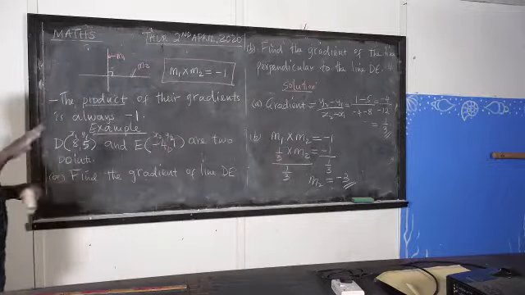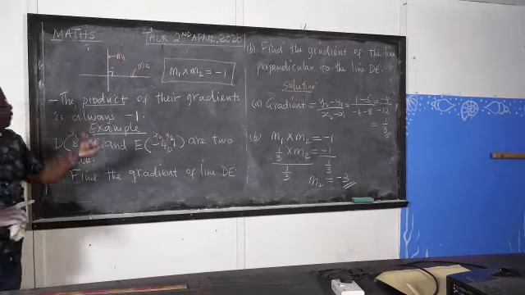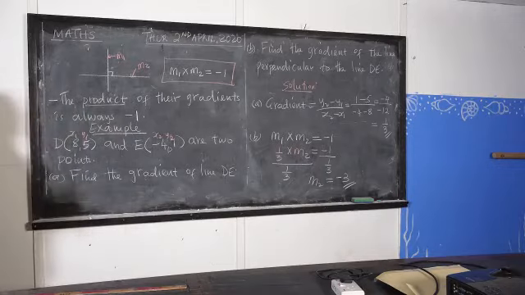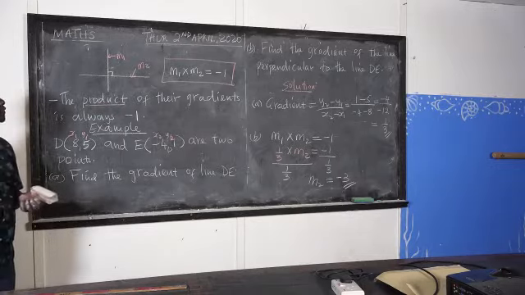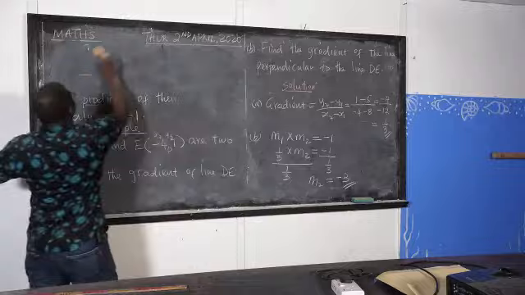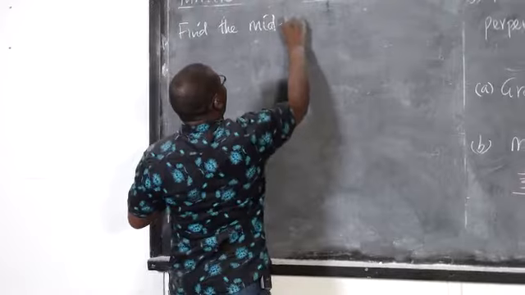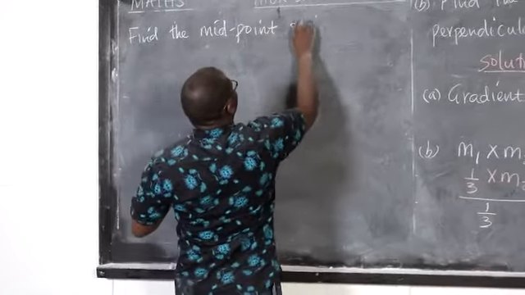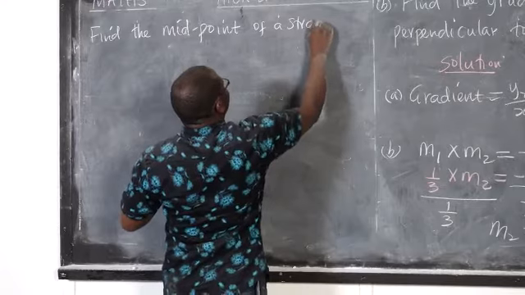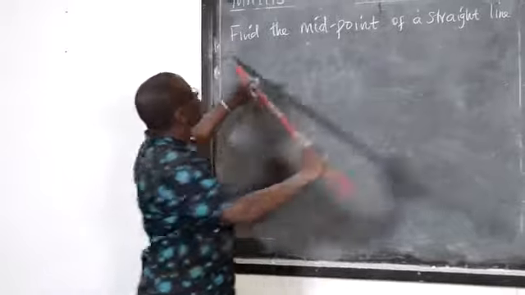So far, that's fine. We've talked about now gradients of parallel lines, gradients of perpendicular lines. So we are going to move on to see how to find the midpoint of a given line segment. I think that's our second last objective, if you can still remember. Finding the midpoint of a straight line.